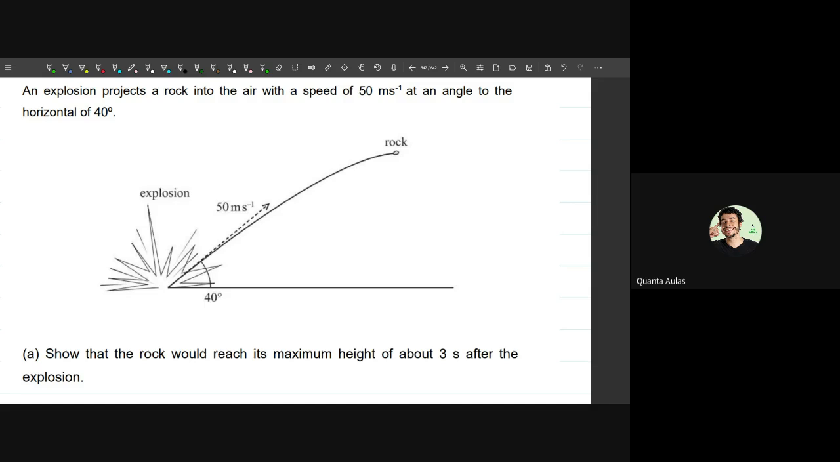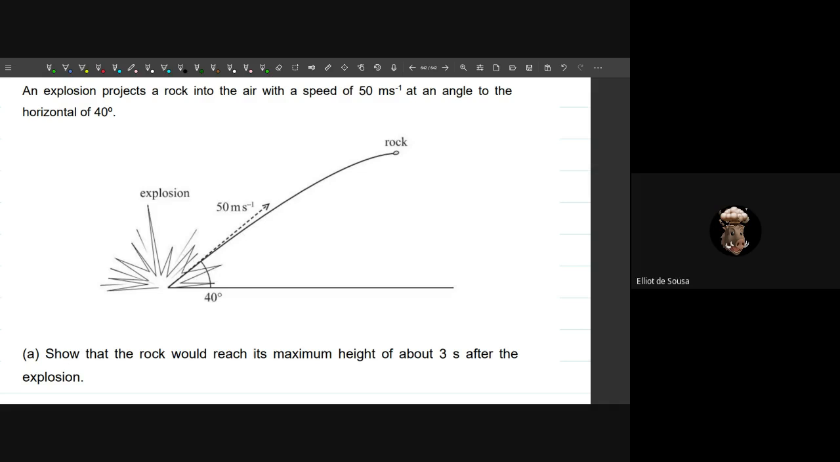Okay, an explosion projects a rock into the air with a speed of 15 meters per second at an angle to the horizontal of 40 degrees. Show that the rock would reach its maximum height of about 3 seconds after the explosion.